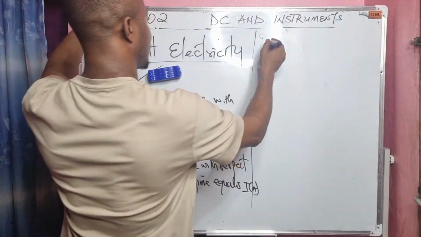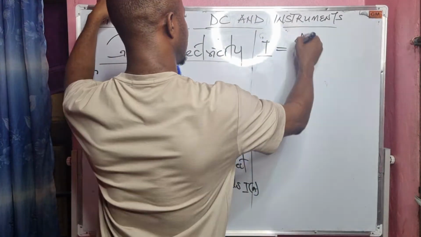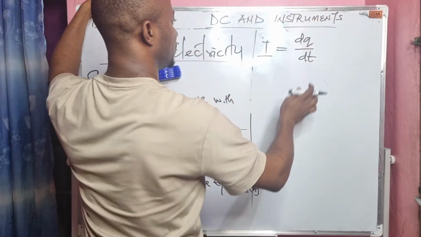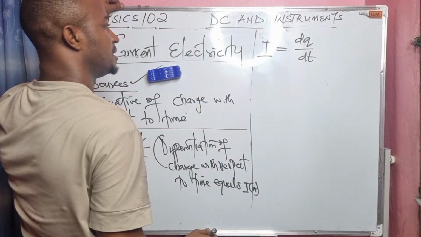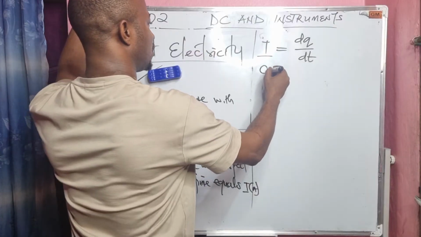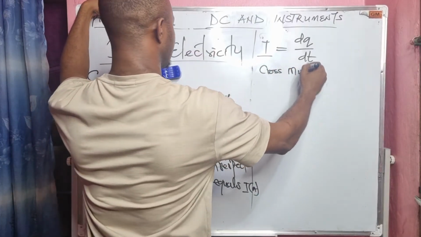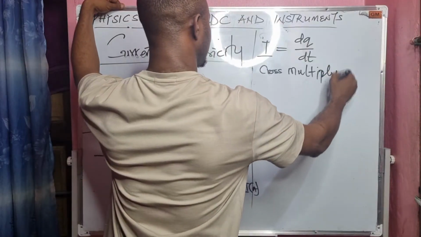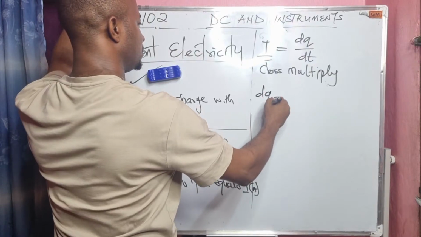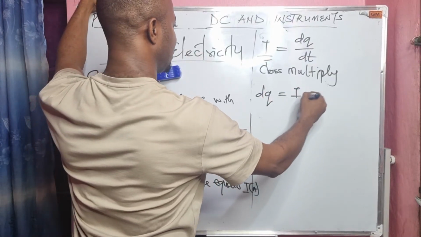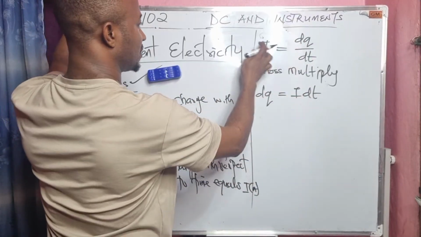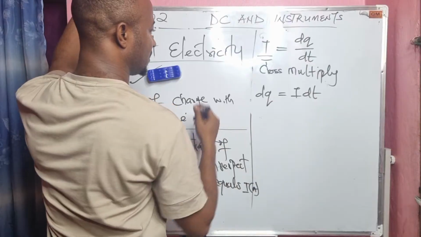If current equals dq over dt, meaning differentiating charge with respect to time gives current, let's look at the reverse of this. How do we get the reverse? I have to cross multiply. By the time we cross multiply, this will give us dq equals I dt, meaning dq times 1 equals current times t, which is what we have here.